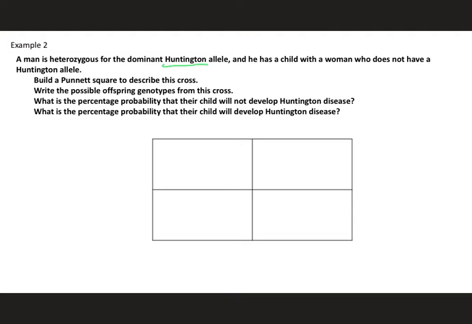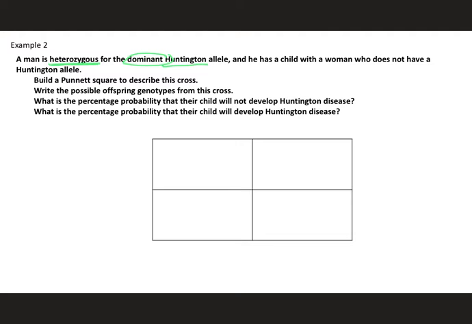It's a pretty debilitating disorder, but you usually don't know you have it until after 40 years of age, and that's when you actually start to present. So Huntington's is a pretty debilitating disorder. Let's take a look at this question. We have a man who is heterozygous, that's a really important part, for the dominant Huntington allele. He has a child with a woman who does not have Huntington's.